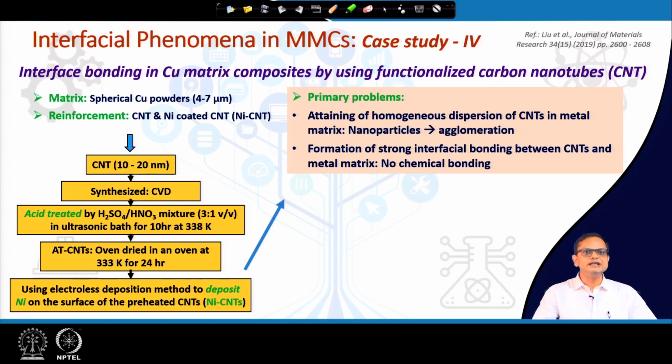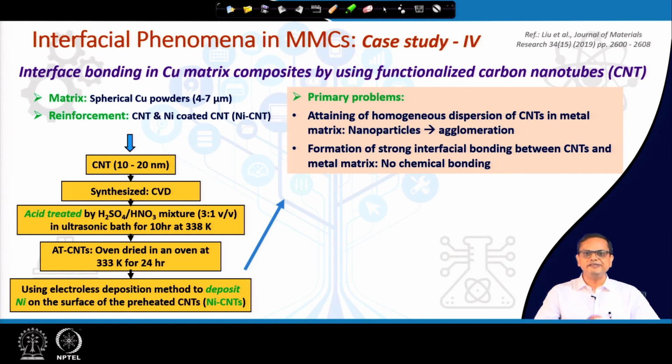So, ATCNT means here acid treated CNT. Obviously, it has been dried, and then the last step uses an electrolysis deposition method to deposit nickel on the surface of the pretreated CNT. That is being called nickel coated CNT. Now, why has this nickel coating been done? Again, ultimately it is a metal matrix, and if you have one metal on another metal, then there will be better bonding in terms of metallic bonding.